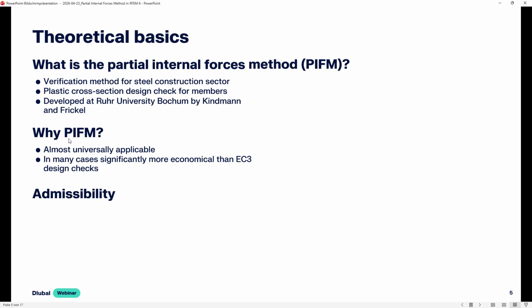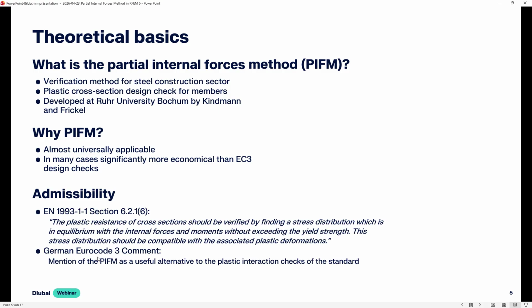Good. Now we know that this has some potential, but how about admissibility? Am I allowed to use this method because it's not mentioned anywhere in the standard? And to answer this question, I have also two points. The first one is, if we have a look at the Eurocode 3, we can see in EN 1993-1-1 in the section 6.2.1(6), there is some statement about the plastic design checks.